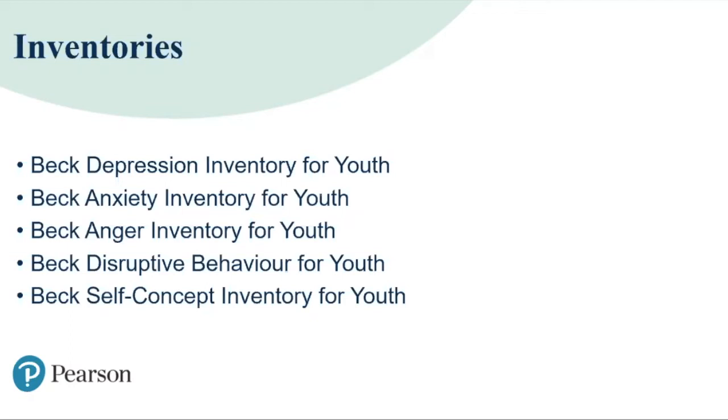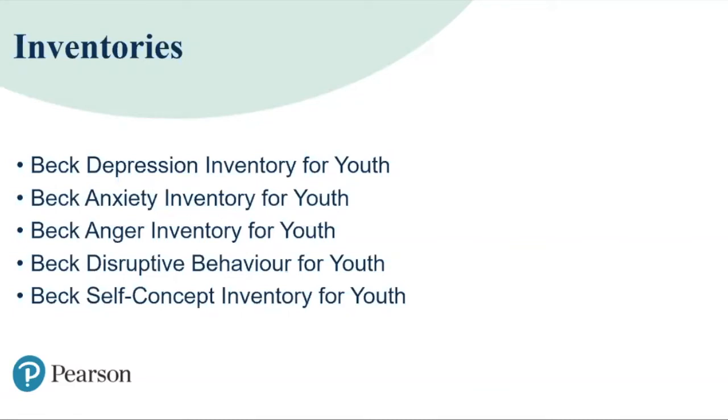The Beck Anger Inventory for Youth includes items on perceptions of mistreatment, negative thoughts about others, feelings of anger, and physiological arousal. Examples of these are, when I get mad, I stay mad, or I think my life is unfair. The Beck Disruptive Behaviour Inventory for Youth includes items related to behaviours and attitudes associated with conduct disorder and defiant behaviour. For example, I like to hurt animals, and I like it when people are scared of me. And finally, the Beck Self-Concept Inventory, which includes items that explore self-perceptions, such as competence and positive self-worth. For example, I feel proud of the things that I do, and I'm happy to be me.